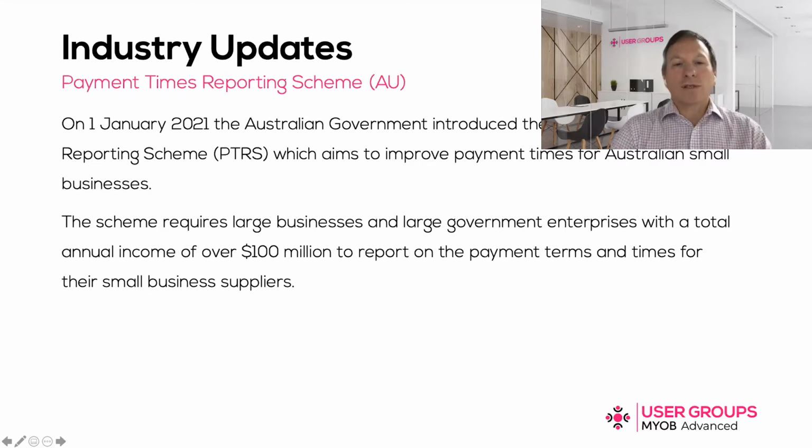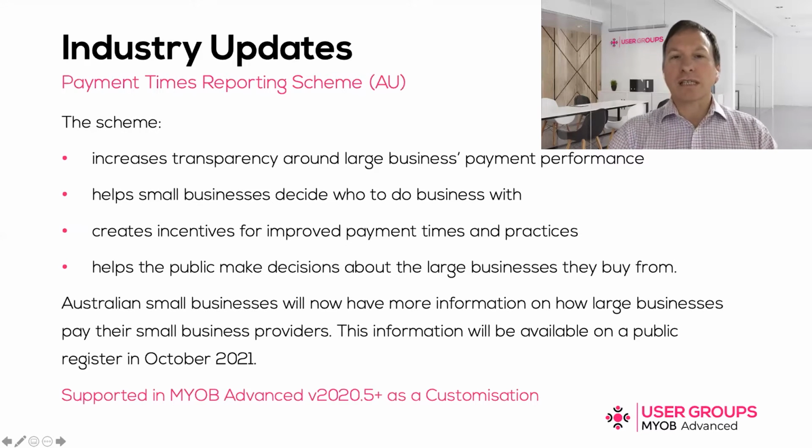Now, this will actually result in some significant transparency across business and also for consumers. There'll be a public register made available in October of this year. And the goal is that that will help with increased transparency and drive behaviour around those larger organisations. Now, this new payment times reporting scheme is available in MYOB Advanced as a customisation from 2020.5 onwards and will be rolled into the core product in the coming updates.